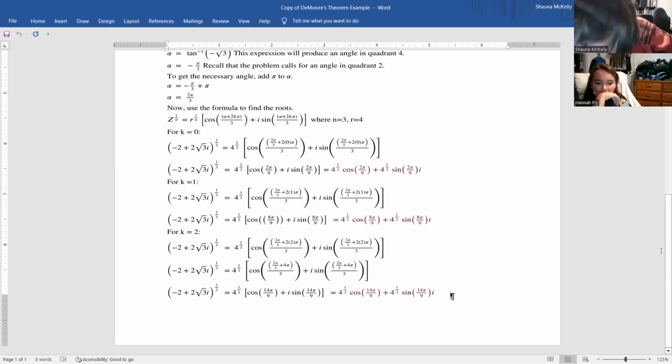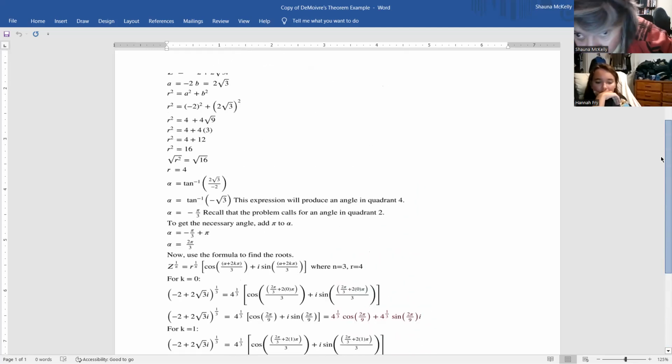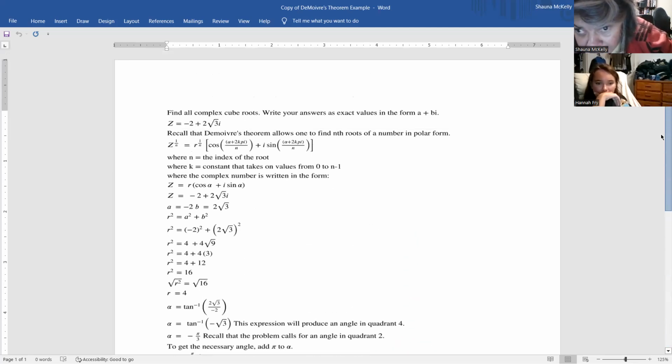But the problem said write your answers as what? Exact values. So I didn't get a decimal because it wanted exact values in terms of pi. So I stopped. If you wanted decimals, you would then put your calculator in radians, find the cosine, and do all that. That would be more calculator. You would need a calculator for that. Does that help at all?